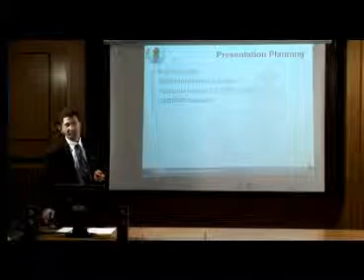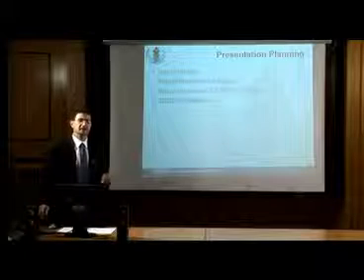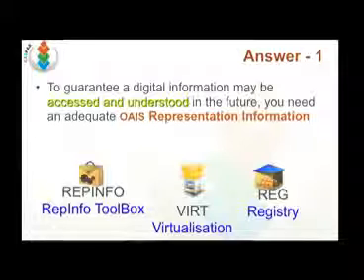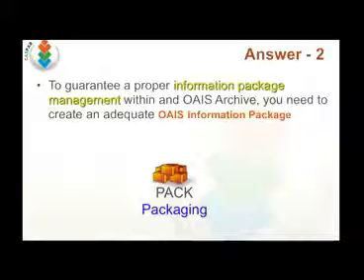So now the final part. We identified the issues, and now CASPAR tried to address with some answers. If you have to guarantee a digital information assessed and understood in the future, you need an adequate OAIS representation information. And CASPAR proposed the representation information toolbook, the virtualization, and the registry. In order to guarantee an information package management within the OAIS archive, you need to create an adequate OAIS information package, and the packaging is the solution.